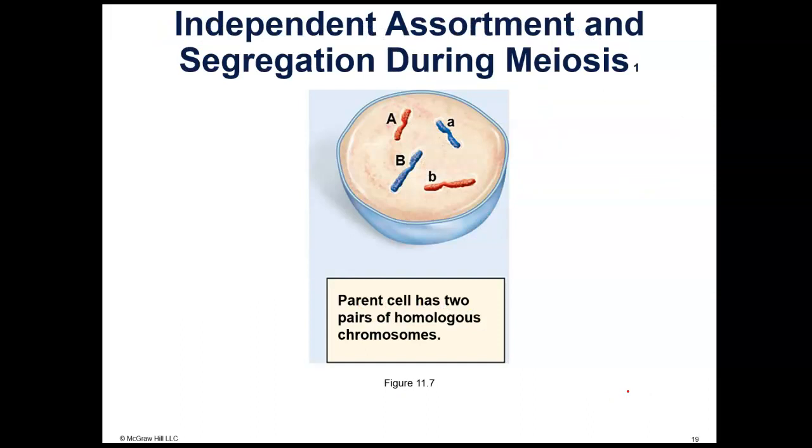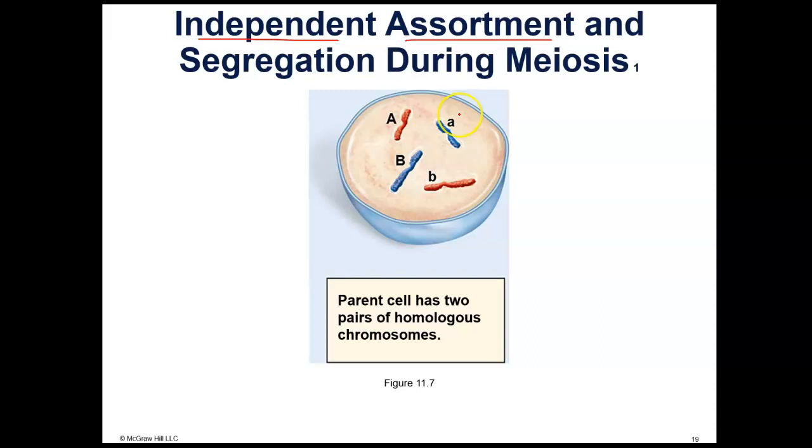Now, this is the experiment on the garden pea plants that Gregor Mendel used to determine the law of independent assortment. So he said it basically works like this. Let's say that in the parent cell, you have 2 pairs of homologous chromosomes. Here the red would represent that it came from the mother, or the egg, and the blue would represent that it came from the father, or the sperm.